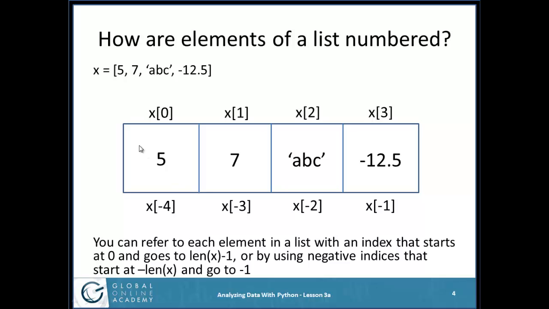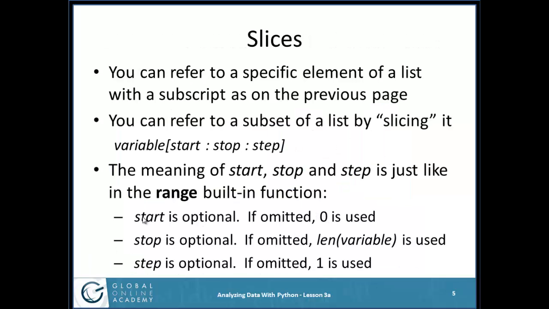I suggest, while you're still getting used to using lists, draw out a diagram like this. Start at 0, go forward, start at negative 1, go backwards. You're going to have a few quiz problems this week that are going to ask to see that you know how to refer to various indices in a list.